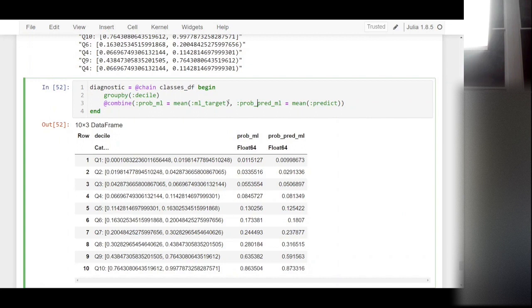I have my true labels. Those are true labels: 0, 0, 1, 0, 1, 1. And now I get predictions from my model. My predictions, assume they are 0.2, 0.3, 0.4, 0.5, 0.6, and 0.7.